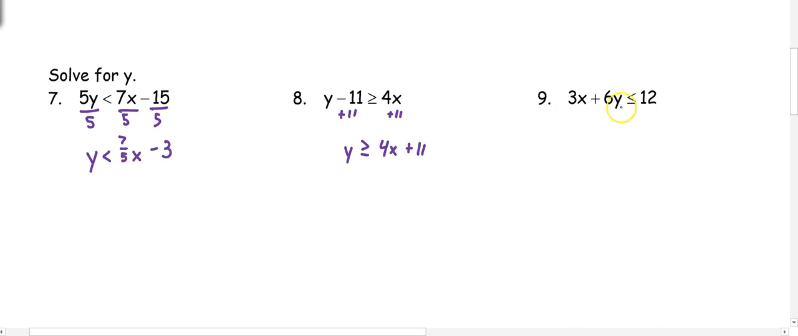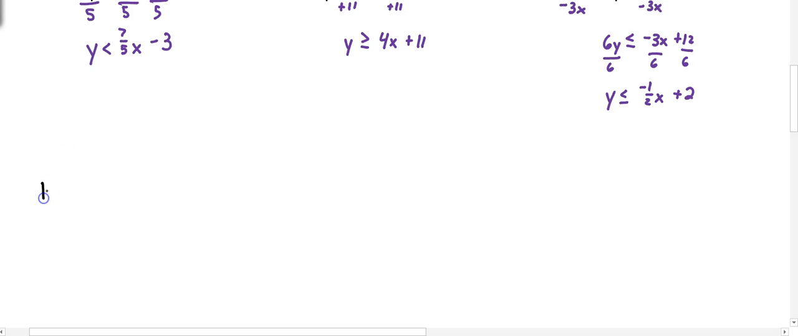In number 9, I'm going to do both steps. First I need to move the x to the other side. So I'm going to subtract 3x from both sides. And I get 6y is less than or equal to negative 3x plus 12. I'm going to divide everything by 6. So I get y is less than or equal to negative 1/2 x plus 2.